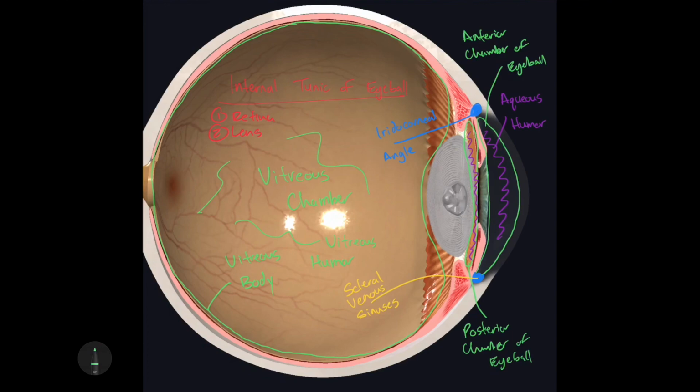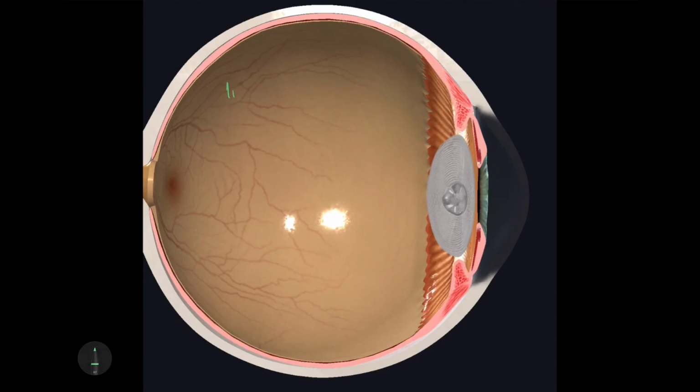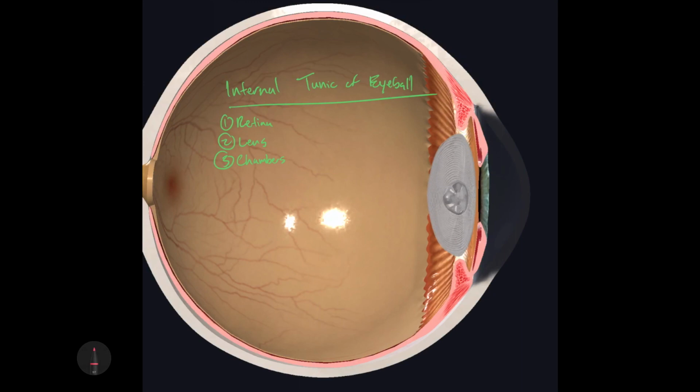Those are all the different landmarks found within the internal tunic of the eyeball. So let me go ahead and complete my list. I decided to change to this green color because it's easier to see. Okay, again, so we have the retina, the lens, and the chambers, and all the landmarks found in each of those regions of the internal tunic of the eyeball. And those are all the different landmarks found within the eyeball.